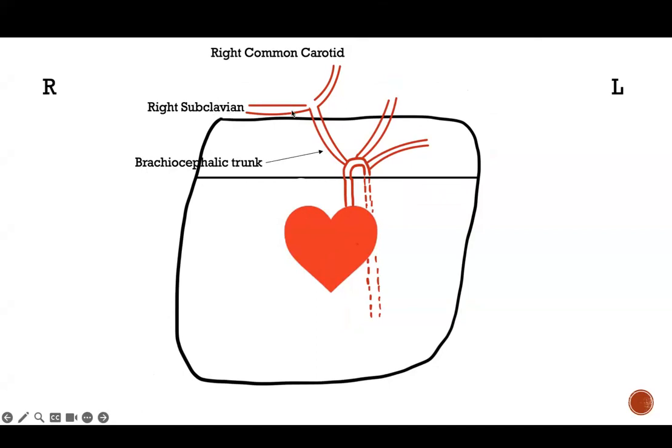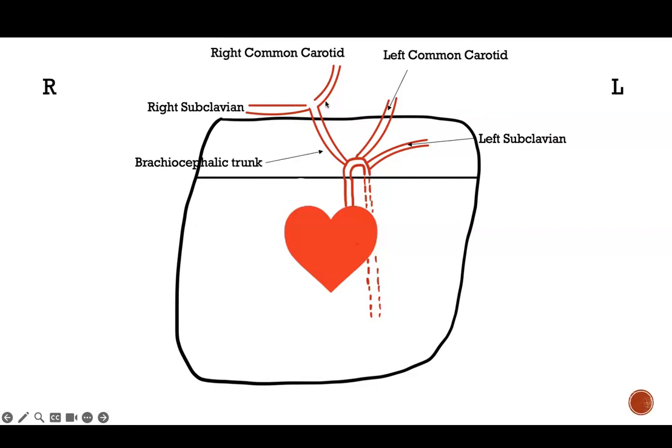On the left side, we don't have the brachiocephalic trunk, but we directly give off the left common carotid artery and the left subclavian artery. Now, does anyone know why we have a brachiocephalic trunk on the right side, but no brachiocephalic trunk on the left side? Because the heart is tilted towards the left side. Can you repeat that, sorry? Because the heart is tilted towards the left side.